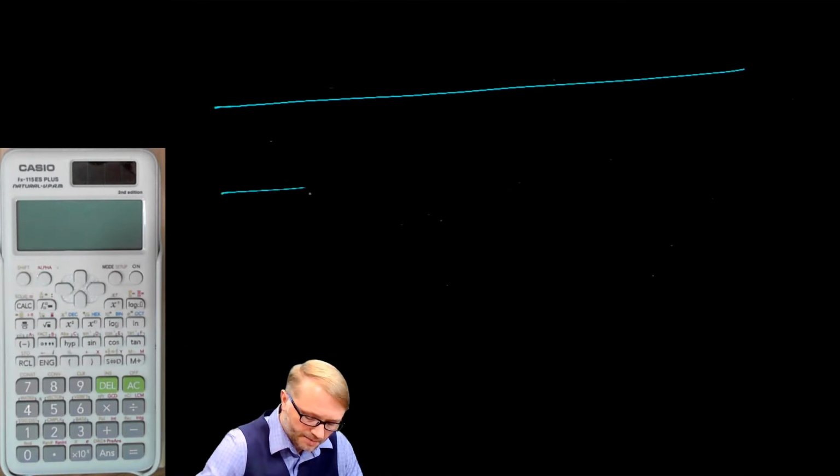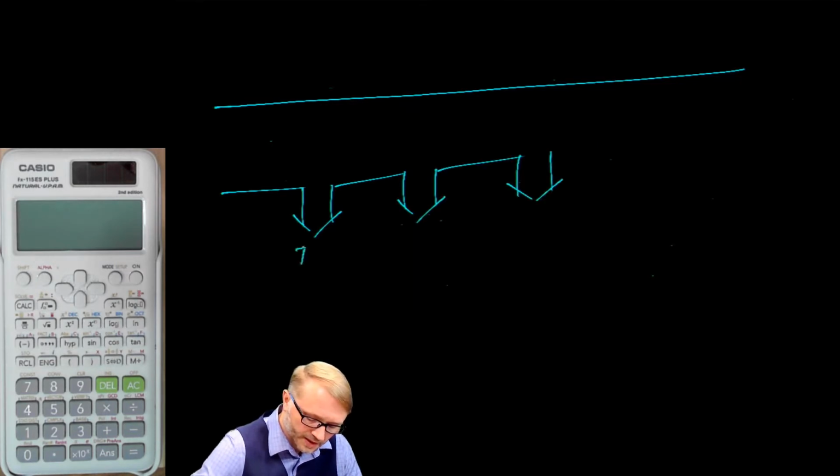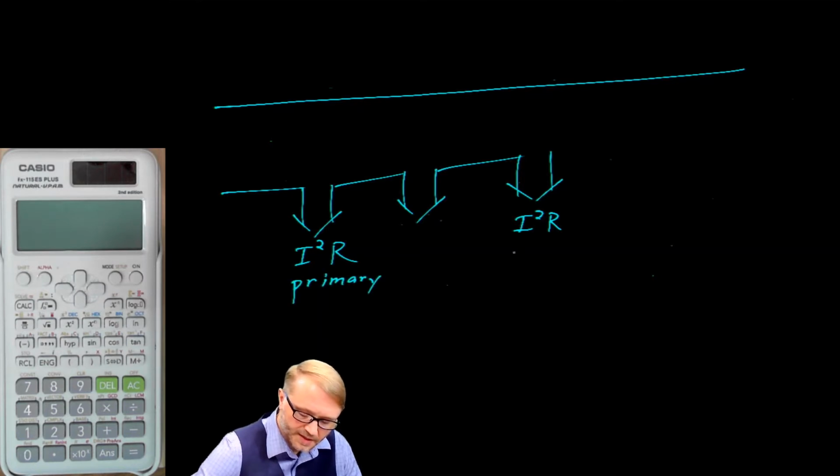From our discussions of transformers, you'll recall a power flow diagram. And the transformer had several losses associated with it, including I squared R losses in the primary winding and in the secondary winding. There were also losses in the core.